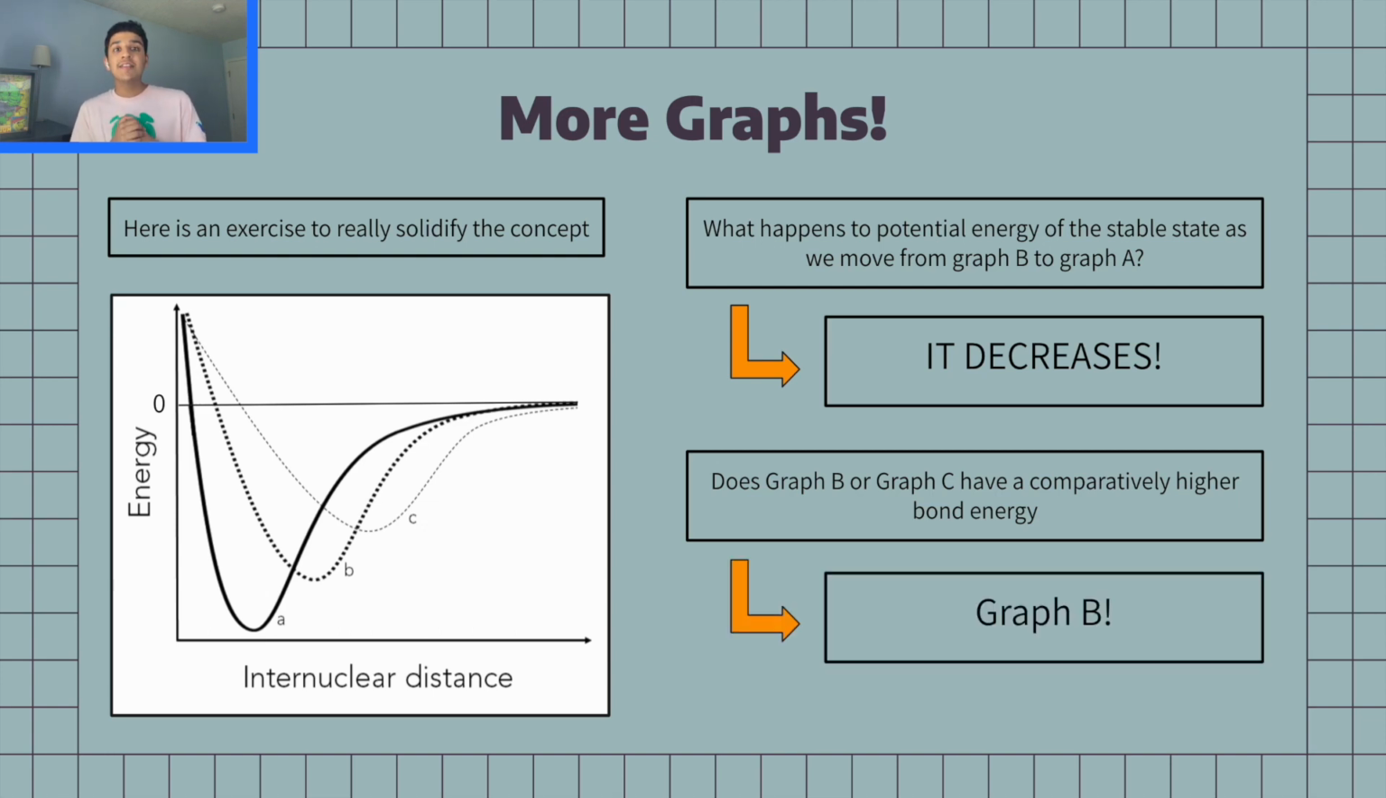Okay, so if you guys said graph B, you're correct, because as we can see here, the vertical distance between the lowest point on graph B and the x-axis is greater than that of graph C. So therefore, graph B has a higher bond energy, and the molecule that's represented by graph B has a higher bond energy.